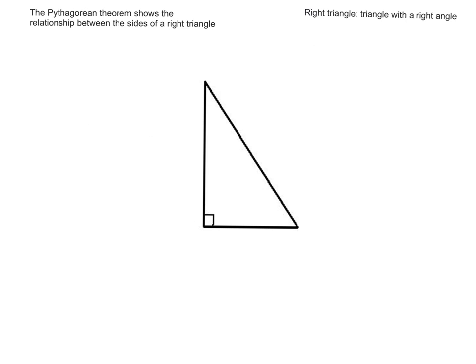Here I have a right triangle. I know that it's a right triangle because I see the right angle symbol down in the corner. The two sides that form the right angle, or the two sides that are perpendicular to each other, are called the legs. The side across from the right angle is called the hypotenuse, and the hypotenuse is always the longest side of the triangle. Remember that these words, leg and hypotenuse, are only true for right triangles.